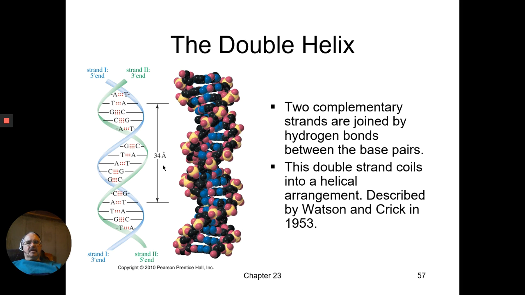This double helix structure was described by Watson and Crick in 1953, and they were later awarded the Nobel Prize for this discovery.